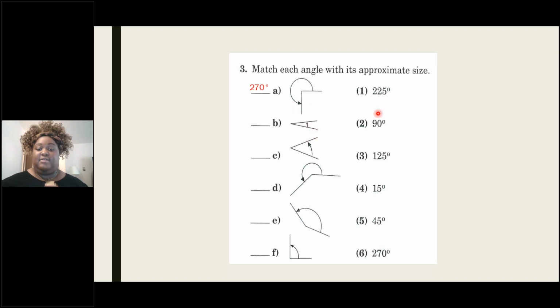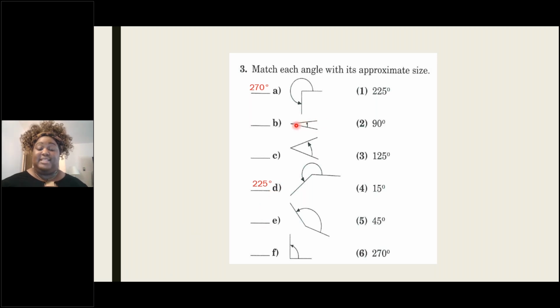And then since we have one more that is a reflex angle, I will look here at D. So as you can see, this one is also a reflex angle. It's more than 180, but it's not that full circle. So it's less than 360, and it's a little bit smaller than the angle in A. So that lets me know that D is 225 degrees.